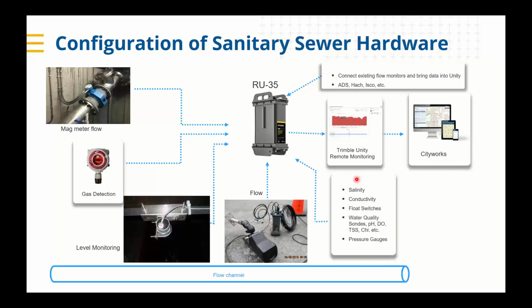We can accept that into the RU-35, so it gives you visibility, gives you real-time data, and can also give you alerts and alarms as well, so you can see what's happening out there in your systems. And as well as that, we can also monitor your pressure gauges on force mains and other applications. So all this data gets sent up to our RU-35, and that data can be stored, and reports can be created, alarm settings can be set, and then we have the ability to send all that data from Trimble Unity over to our CityWorks platform for more detailed asset management solutions and studies as well.